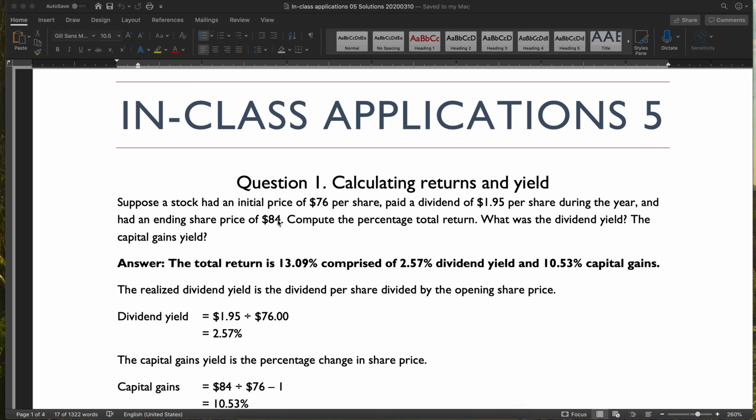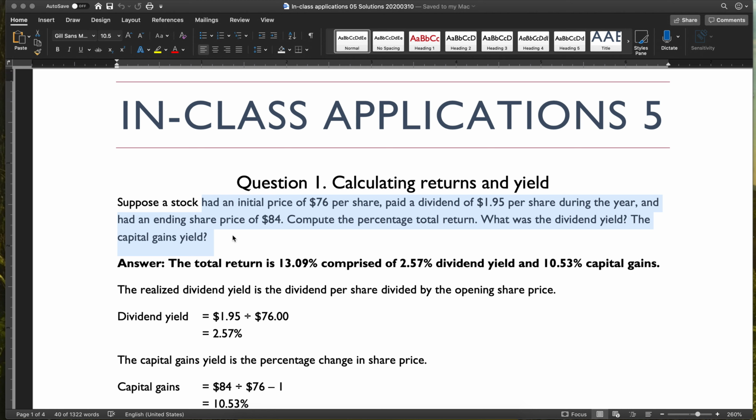In-class application 5 gives us a stock that has an initial price of $76 per share. We get a dividend during the year, and we get an ending share price of $84. We want the total return, the dividend yield, and the capital gains yield.